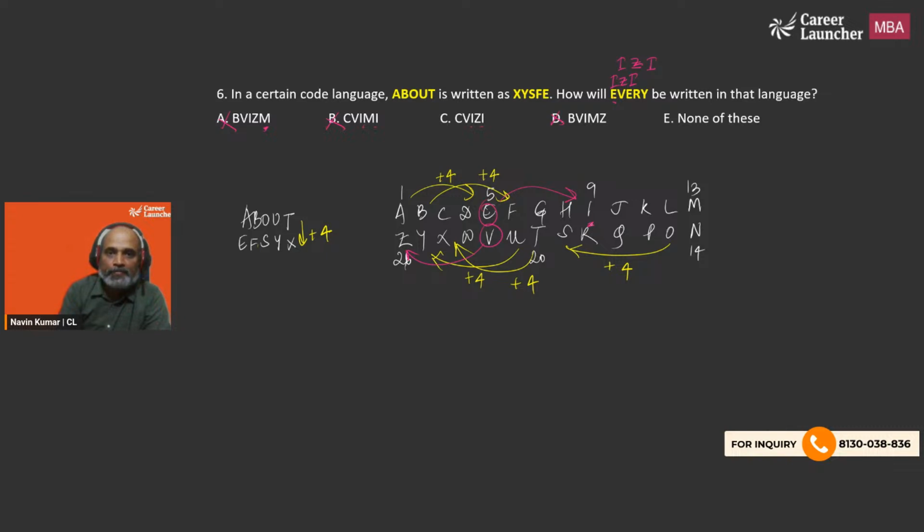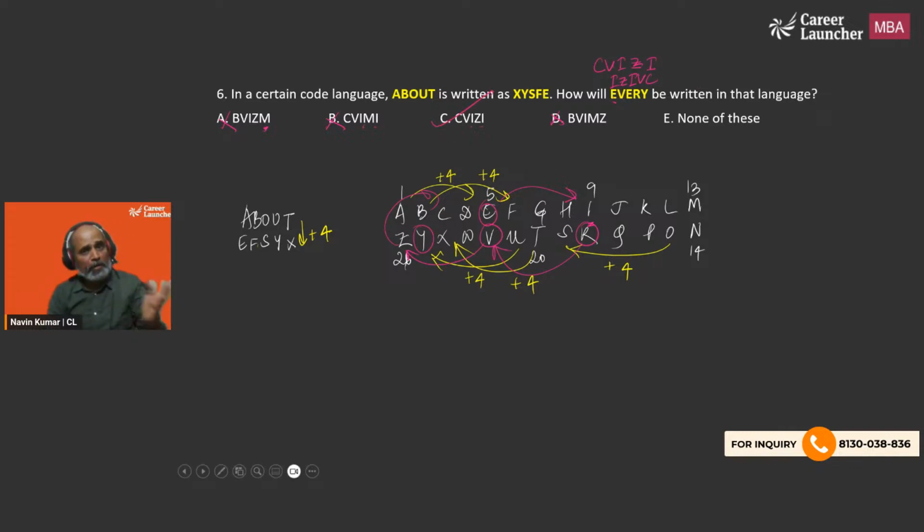So now R, if I add 4 to it, it will become V. So that means this is going to be V. And then Y, if I add 4 to it, it's cyclic in nature, right? After Z, we come back to A. So Y will become C. So it is supposed to be CVIZI, which option C makes sense.